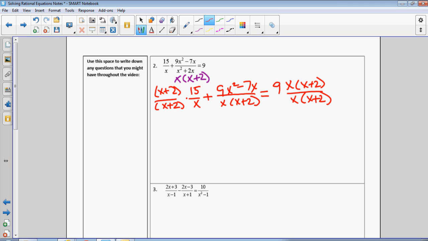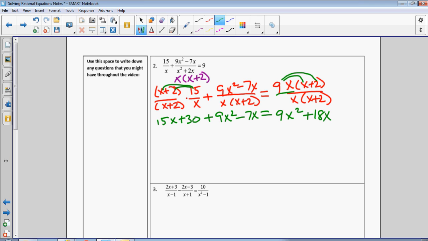Okay, all of our denominators are now x times x plus 2, so we're going to deal with only the numerators. And I'm going to distribute my 15 times x and 15 times 2. So I have 15x plus 30. And I still have 9x squared minus 7x. And this is going to equal, I can take the 9x and distribute it to the x and the 2. So I'm going to have 9x squared plus 18x.